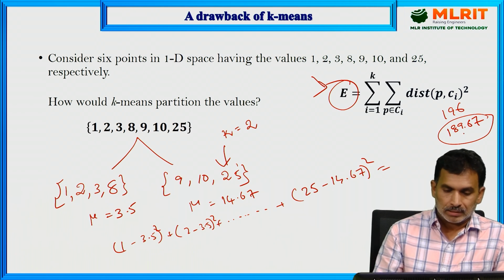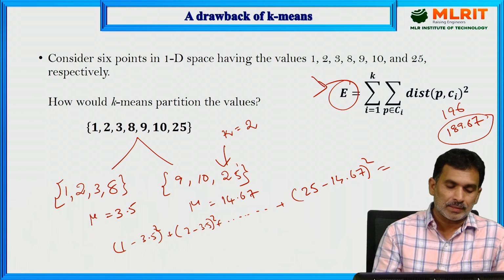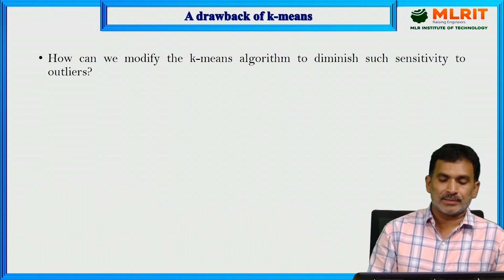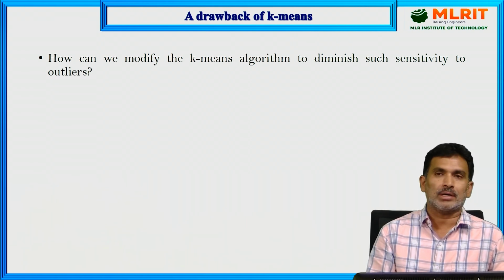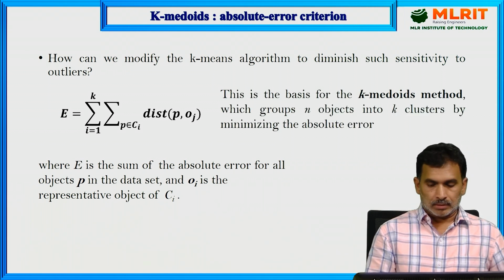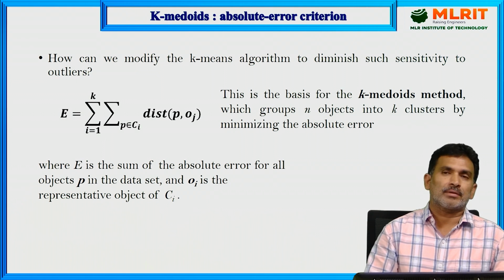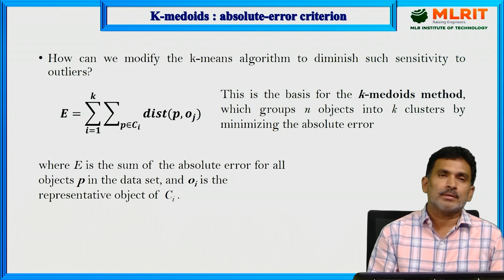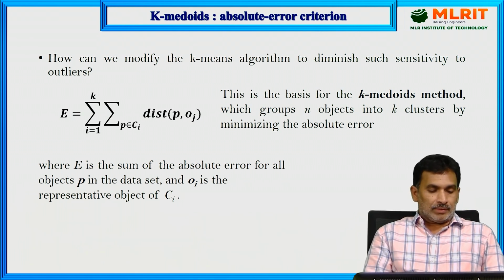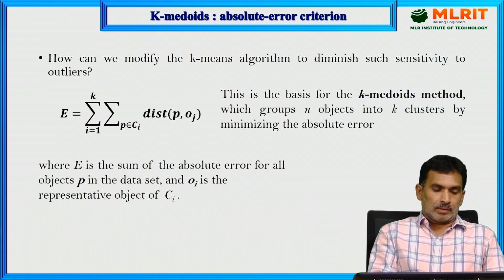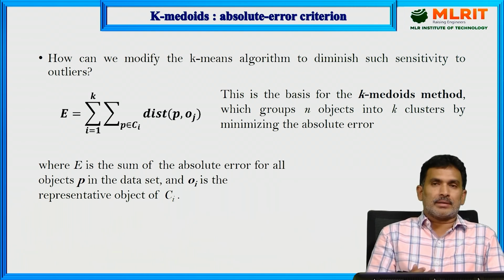So we have to understand that k-means is not robust to outliers. So how can we modify this k-means algorithm to diminish such sensitivity to outliers? We use the K-Medoids method. In k-means, we initially select random cluster heads, then find the distance, and once we assign the objects into each cluster, we find the mean values. Based on that, the remaining iterations are done.